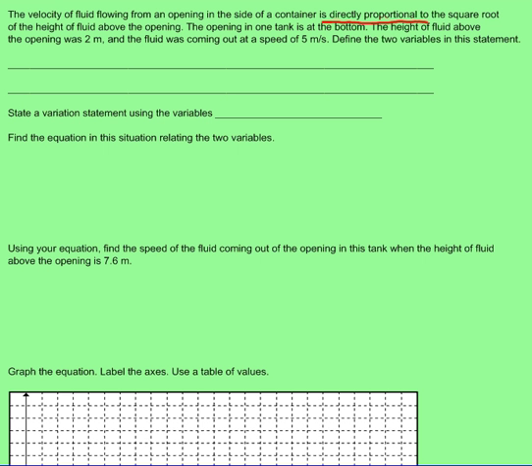Starting with the first sentence, the velocity of fluid flowing from an opening in the side of a container. I'm going to pick the traditional V for velocity of the fluid. Looking through the question, the opening is at the bottom, the height of the fluid is 2 meters, and the fluid was coming out at a speed of 5 meters per second. So that's in meters per second. Okay, back to the first sentence.